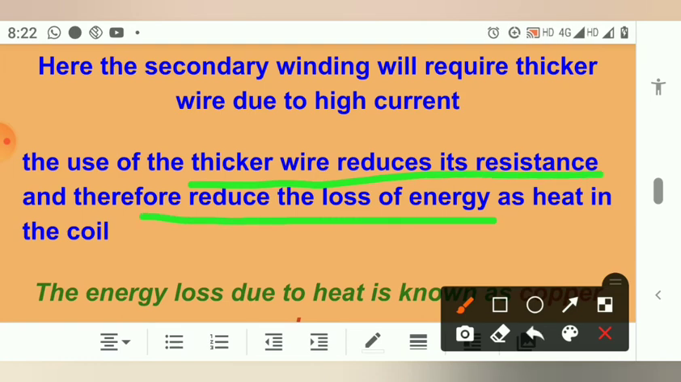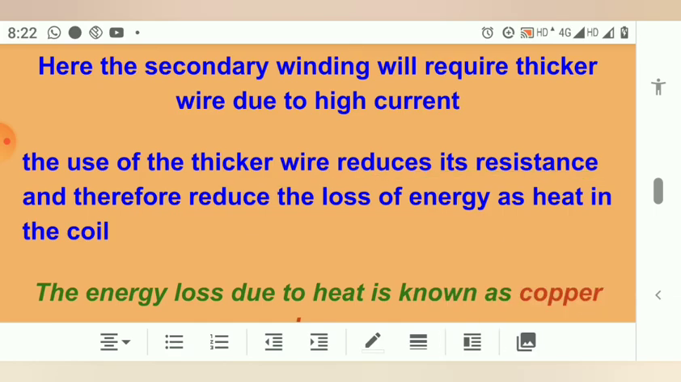If we use thicker wire, then we will be getting less resistance, and if resistance is less, then the energy loss, which is known as hysteresis loss, we will be studying in higher classes, that loss of the energy as heat in the coil will be less.